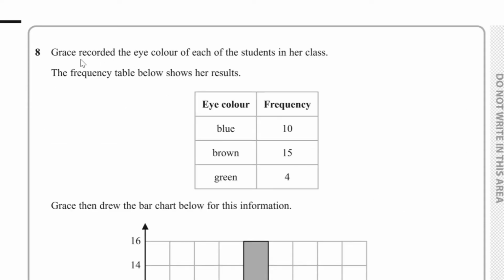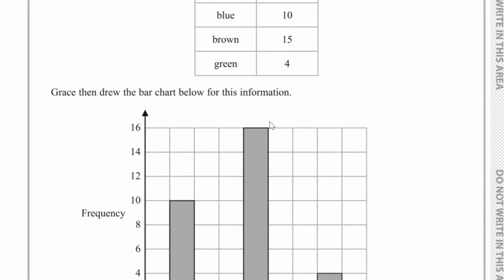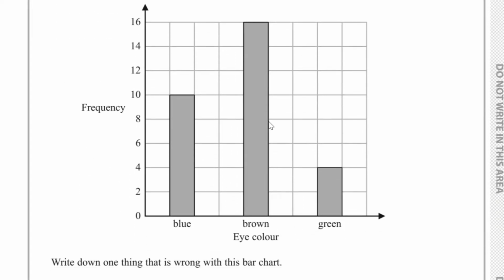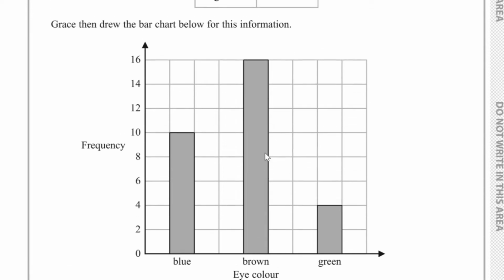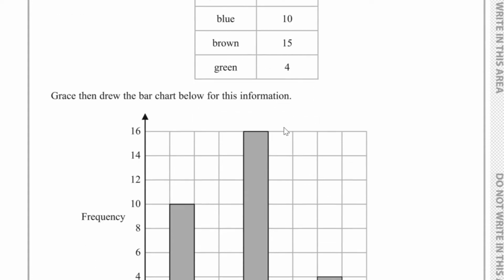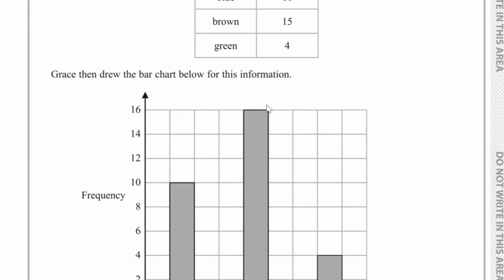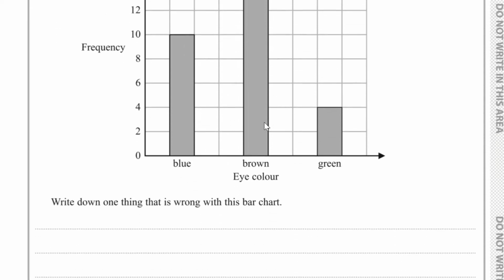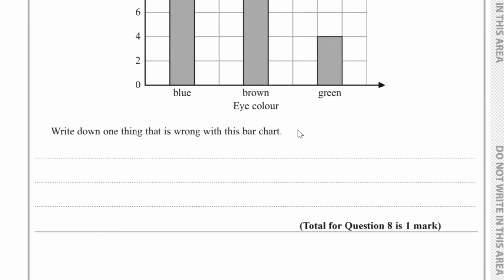Question number 8. Grace recorded the eye colour of each of the students in her class. The frequency table shows her results: 10 blue, 15 brown, 4 green. Grace then drew the bar chart below for this information, and we have to write down one thing that is wrong with this bar chart. If I take a look at brown, that's 15. Here, brown has been shown at 16 instead. So the bar for brown should be 15, not 16.